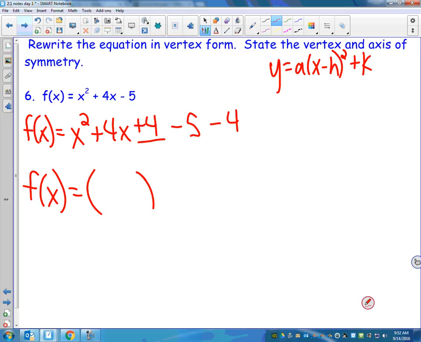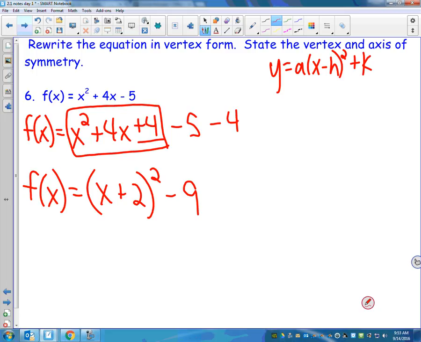Because now, can I write this as a perfect square? Yes. That factors into (x + 2) squared, because it's always half of that middle number. And then minus 5 minus 4 gives me a minus 9 on there. So I've kept it equal by undoing it, adding 4 and subtracting 4. I haven't changed the value of it, but I'm able to manipulate the equation to make it look like vertex form.